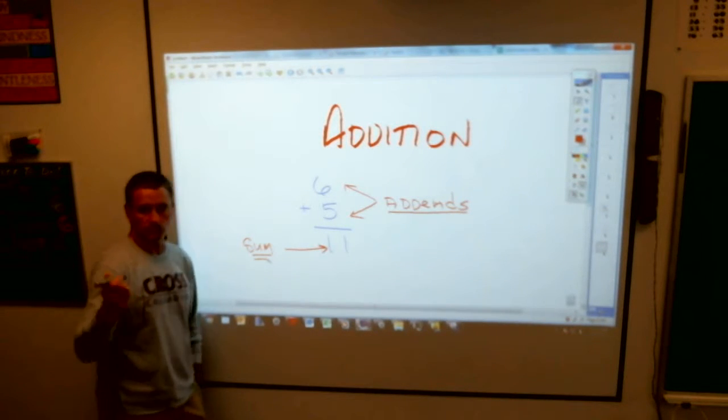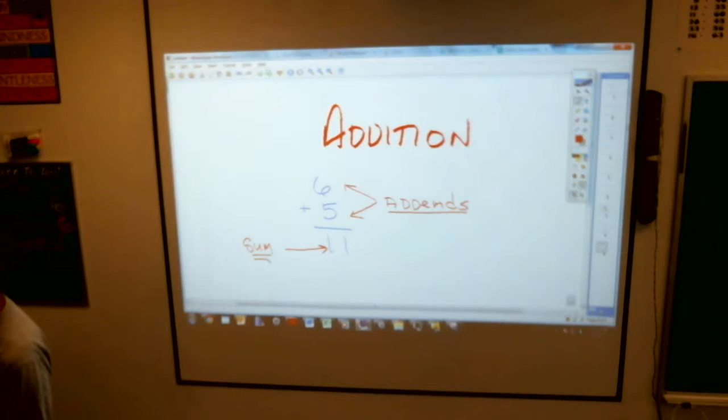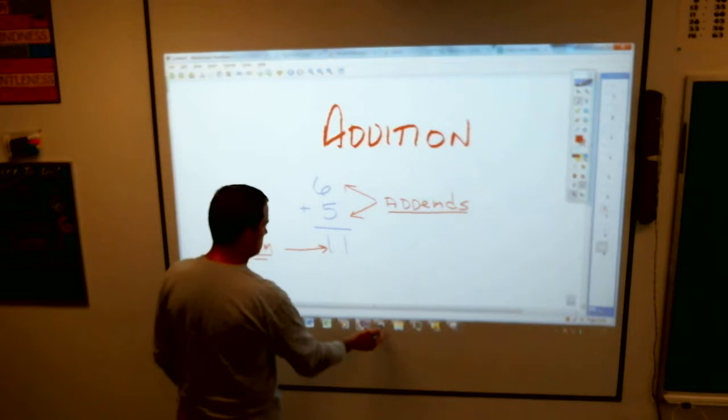Matter of fact, a little bulletin board back there says math is some good stuff. Okay? Some good stuff.